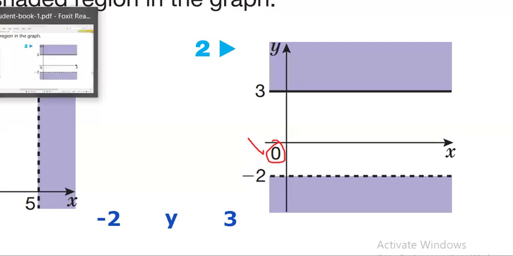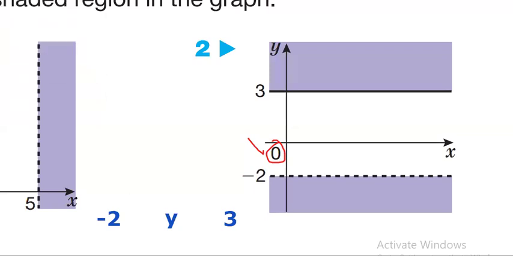Let me do it with a line. Bigger than -2, like this. The y is bigger than -2, and smaller than the 3. So it's going to be like this. So the y, which is 0 here, is smaller than 3, y smaller than 3, and y bigger than negative 2.